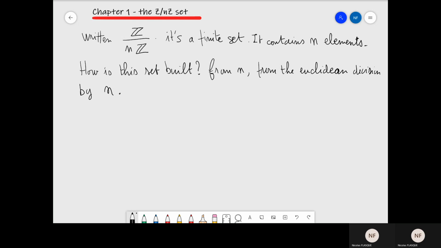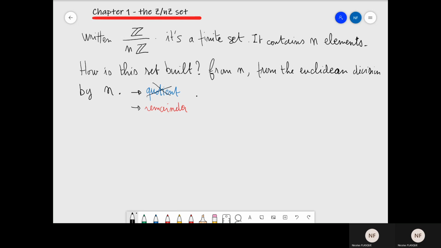Okay, so remember that by the Euclidean division, if you divide any number by n, you will get a quotient, and you will also get a remainder. And to build the Z over NZ set, we will sort of forget about the value of the quotient and focus only on the remainder.